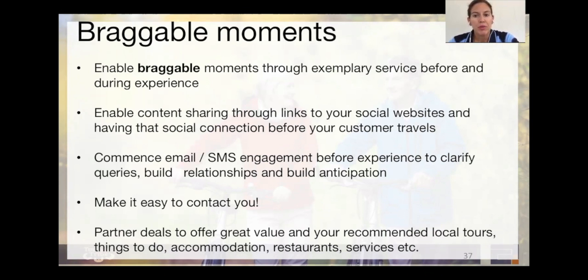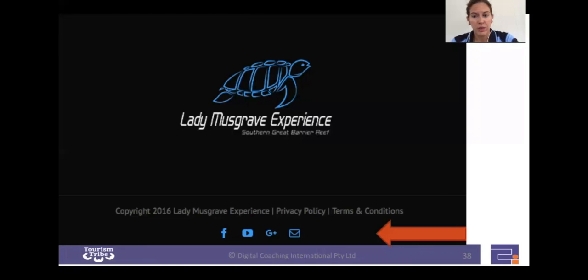Make it really easy for people to contact you, offer really good value, and also recommend other things for people to do and see in the region. What Lady Musgrave has done on their video is they've put some contact details at the end. So if you have a video on YouTube, don't just plonk your video on YouTube, but also in the description, let people know that this is your video. You'll find more information on our website, and this is our Facebook page. So everything that you do, think about how to bring people back to your website.